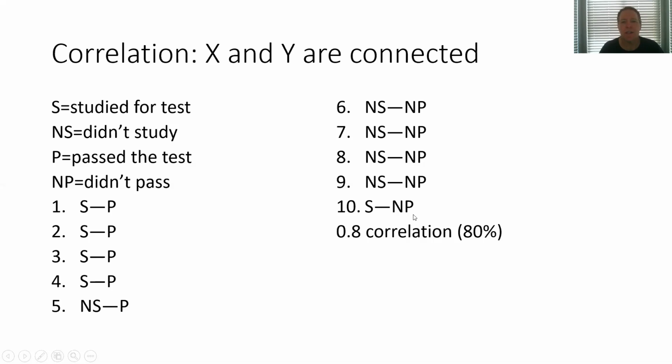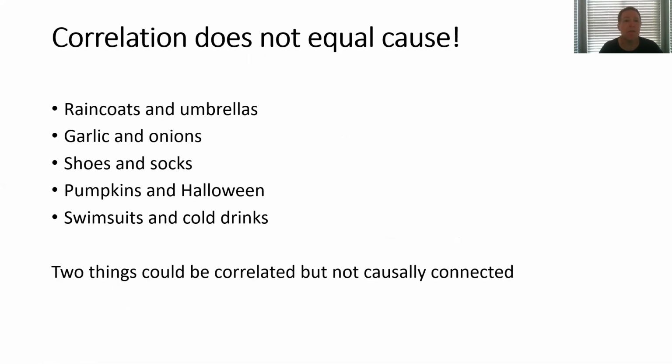All right. So you can see they're not 100% correlated, but strongly correlated nevertheless. A 0.8 correlation is what they'd use in psychology, 80% correlation. So that means that studying and passing the test, in this instance, were very strongly correlated. But correlation does not equate with causality. There are a lot of things that are correlated that are not cause and effect.